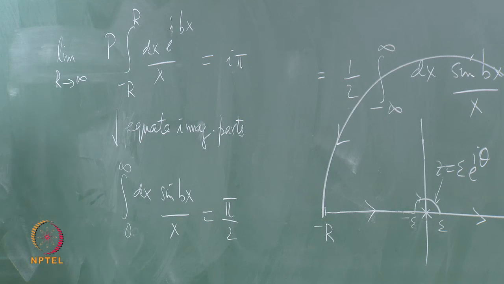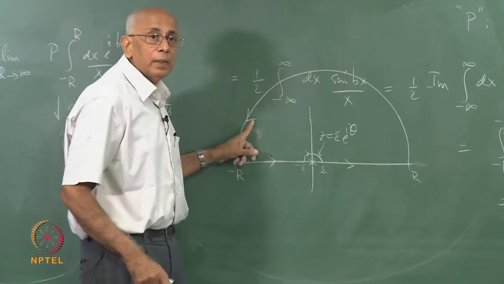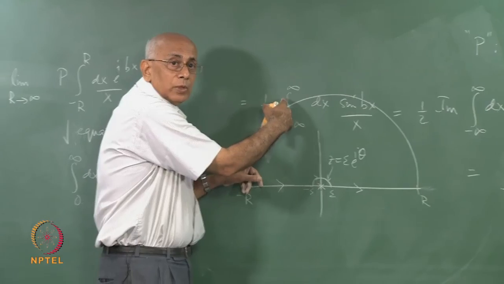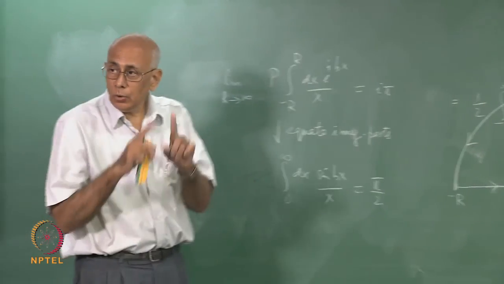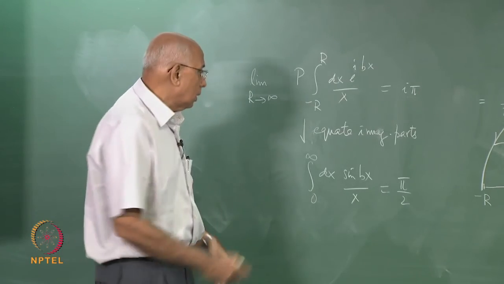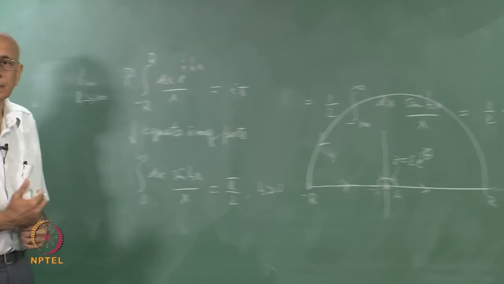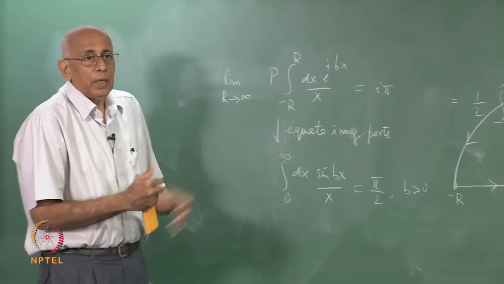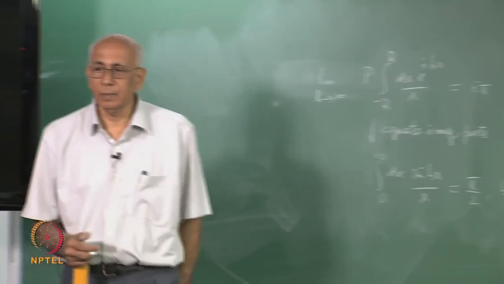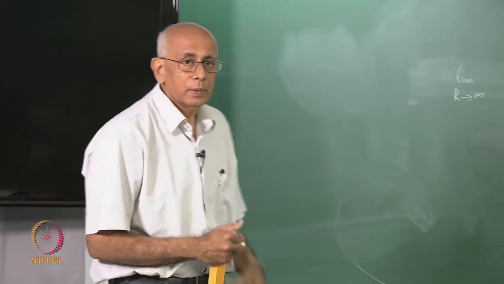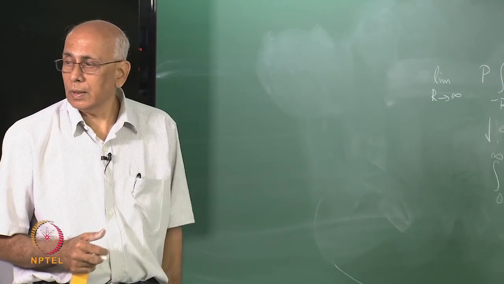I used the fact that b was positive because I closed it in the upper half plane and said this contribution went to 0 because of this factor e to the I b z. That is only true if b is positive. So this means this is true for b greater than 0. For b less than 0 I take out the minus sign first and then it is the same integral with a minus sign. Okay.